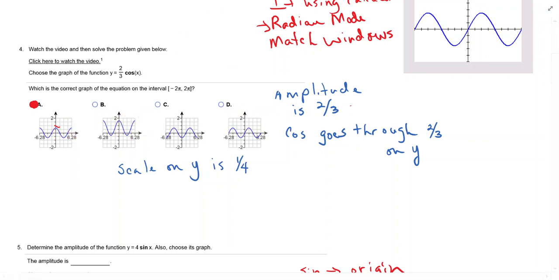So this one is definitely not it, because that's going above 1. This one's going below, that's upside down. This one looks like a sine. So this one, the amplitude does look like 2/3, and it does go through that on the y-axis. So that's how we would pick that one.